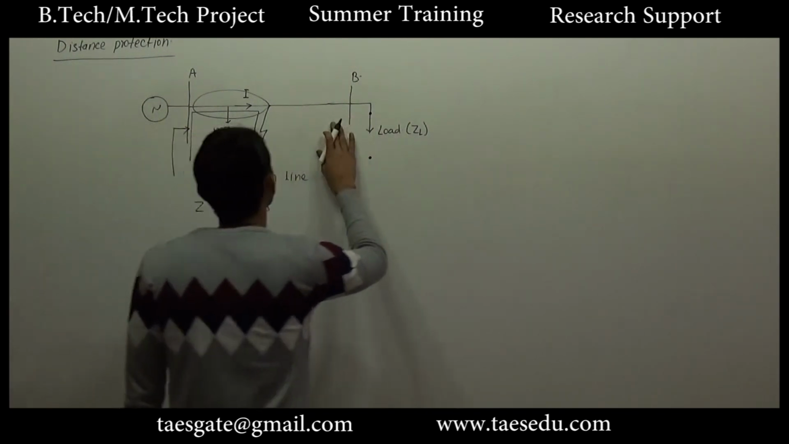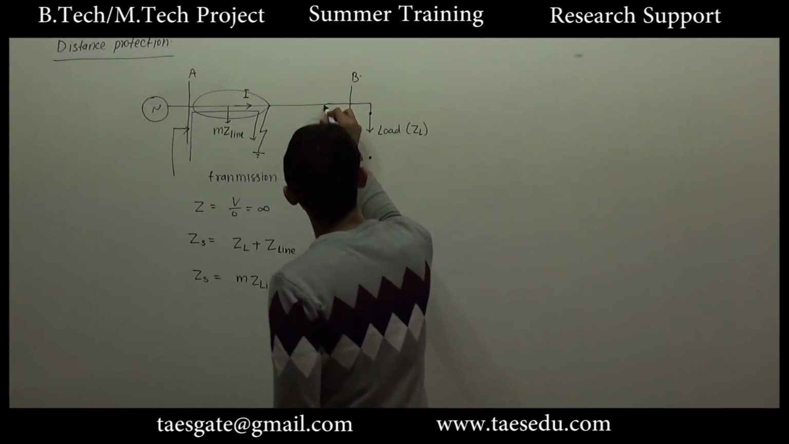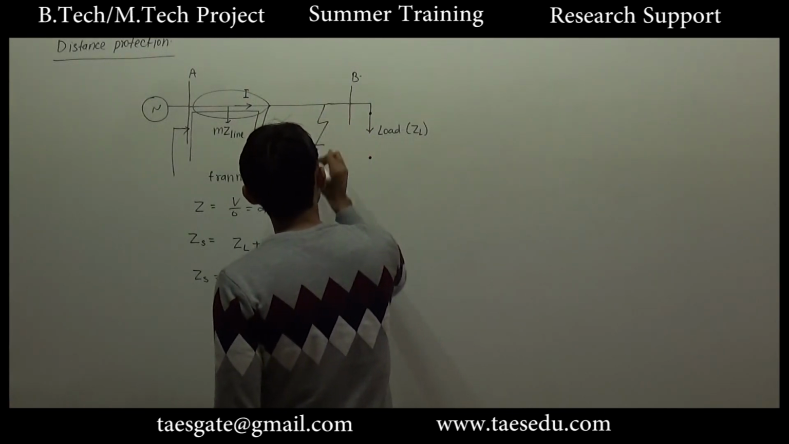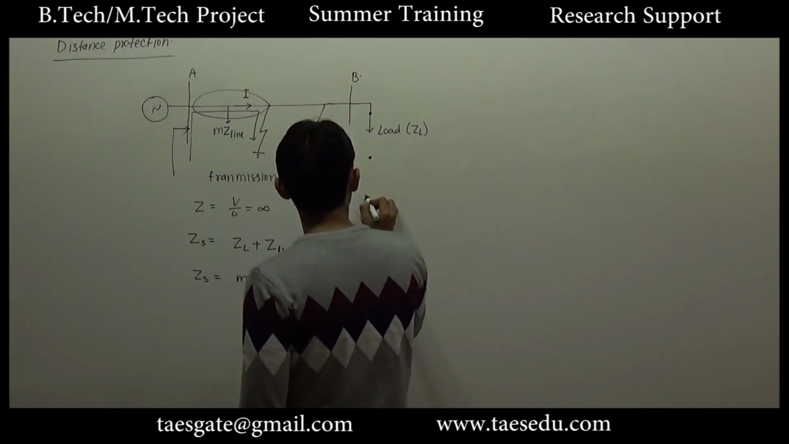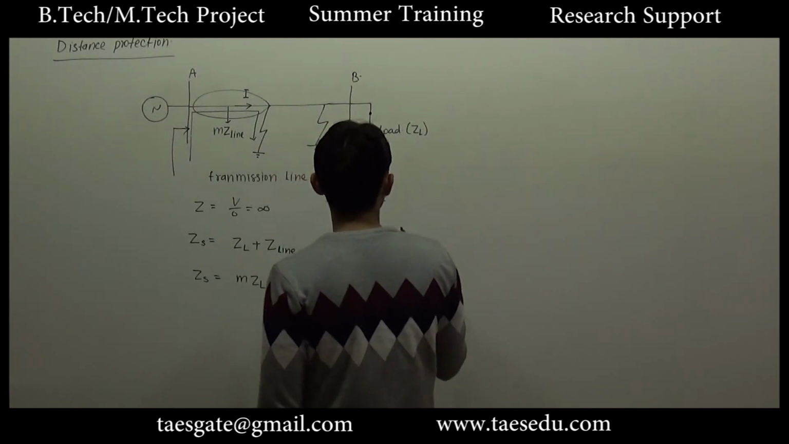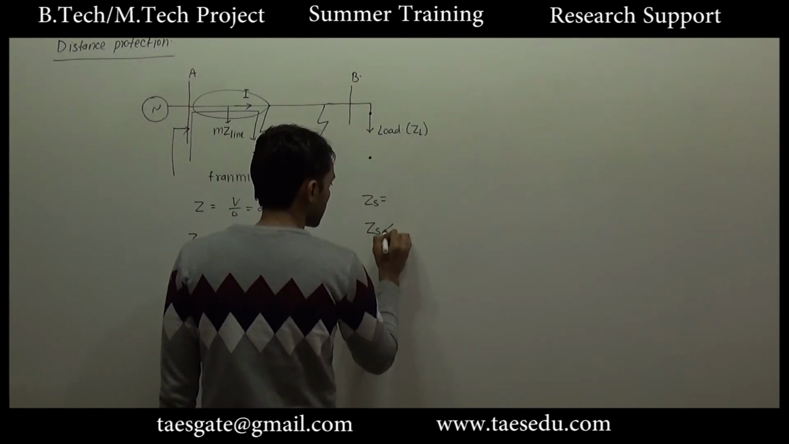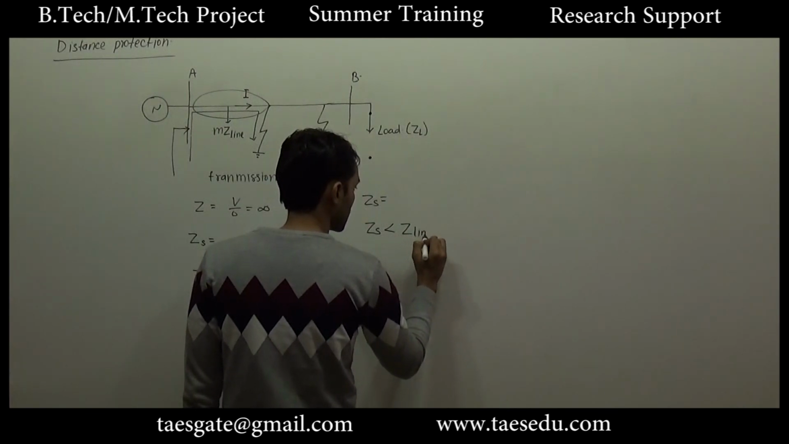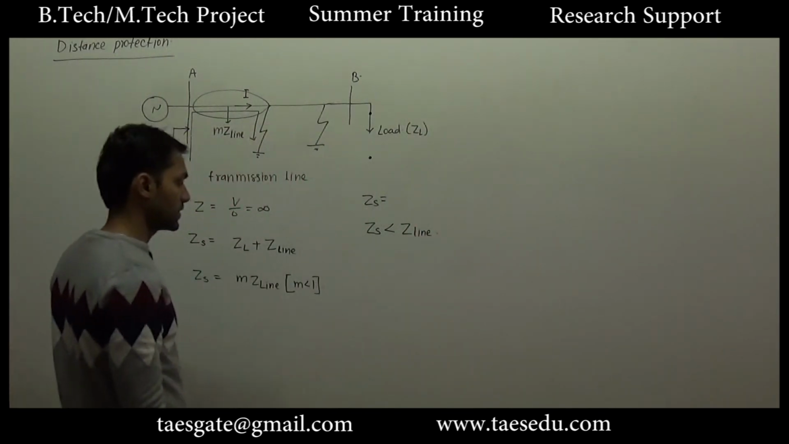It does not matter where in the line the fault occurs. Let's say the fault occurs at this point. In this case also, what will be the impedance seen by the source? The impedance seen by the source will always be less than Z line. Okay.